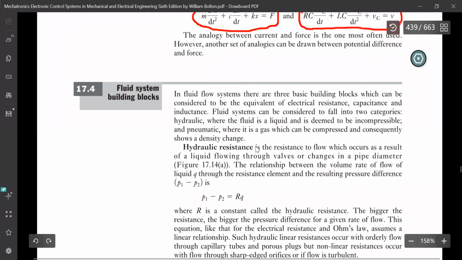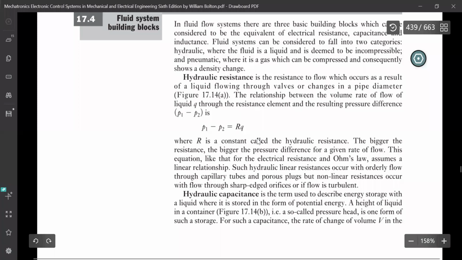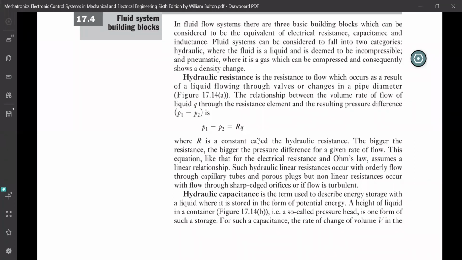So over here we are discussing the fluid flow system. There are basically 3 basic building blocks which can be considered to be equivalent of electrical resistance, capacitance, and inductance. That means whenever we are trying to model a system, we always look for the 3 elements: a mass, the spring system, and the dashpot. That will be the same for every kind of system modeling, whether we are doing it for electrical, for a fluid system, or for the thermal system, which we'll be discussing today only.